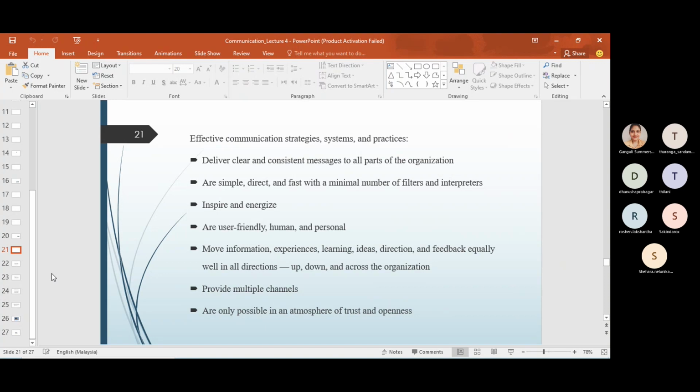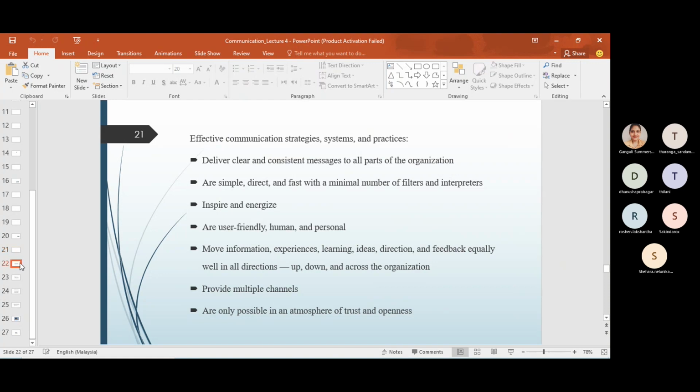Okay, so effective practices allow you to use multiple channels as well. Okay, and these effective communication systems and practices are only possible in trustworthy and open workplaces. Only in trustworthy and open working environments can we carry on these effective communication systems and practices. If the workplace is not trustworthy or open, then the employees and the employers will hesitate to communicate. Okay, so these strategies, systems, and practices are for working environments which are trustworthy and open.